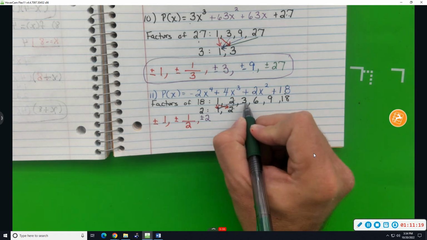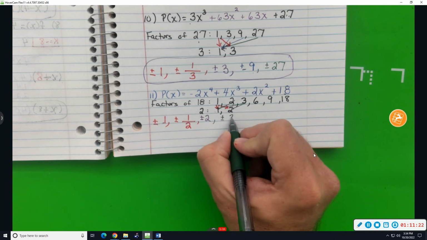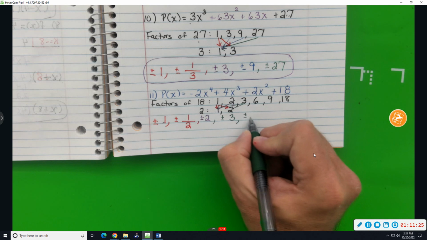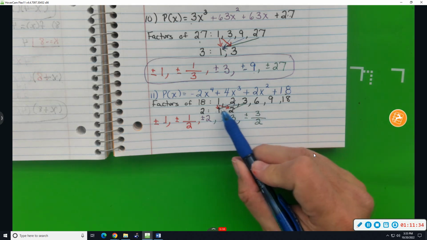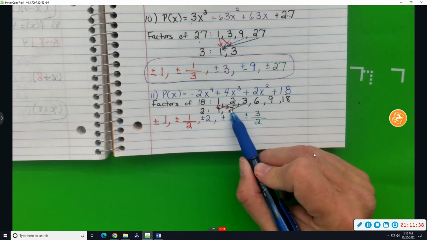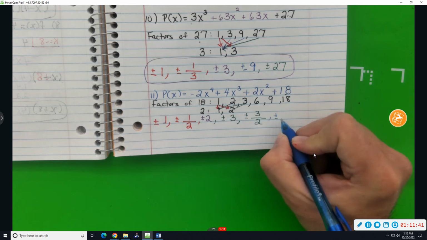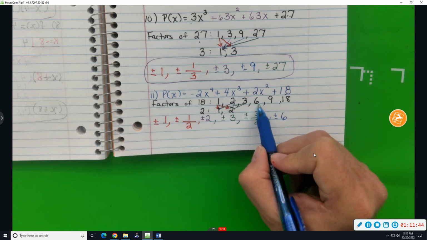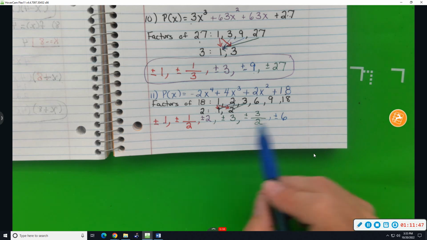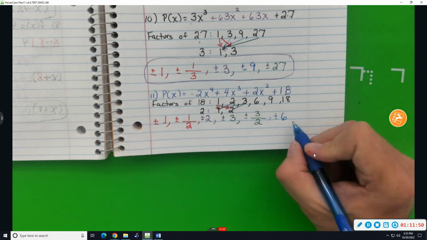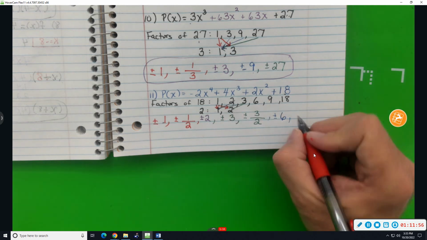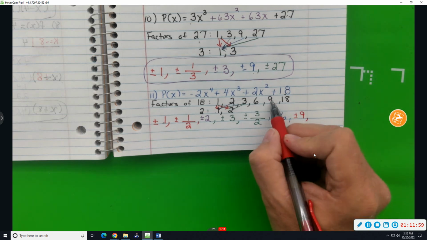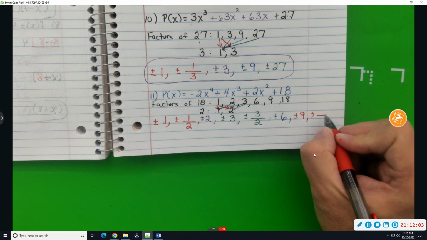Ooh. 3 over 1 and 3 over 2. 3 over 1 is 3. 3 over 2 is just 3 over 2. 6 over 1 and 6 over 2. 6 over 1 will just be 6. The 6 over 2, have I listed that one? Yeah, it's a 3. Finally, 9 over 1 and 9 over 2. 9 over 1 is 9. 9 over 2 is 9 over 2.